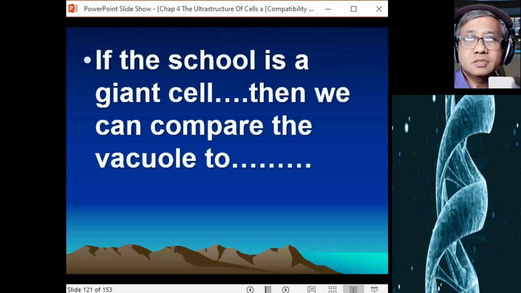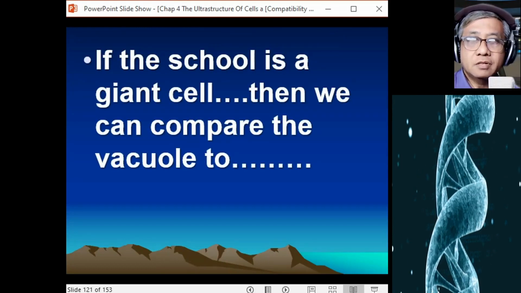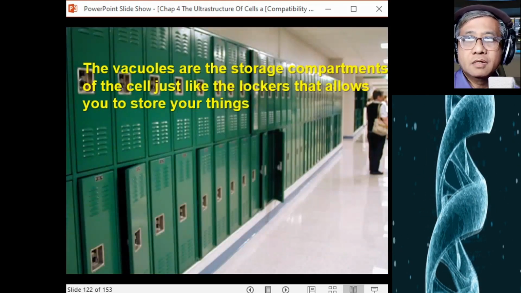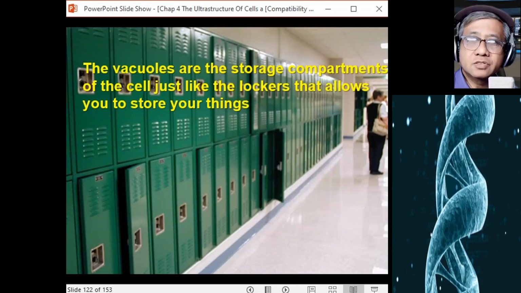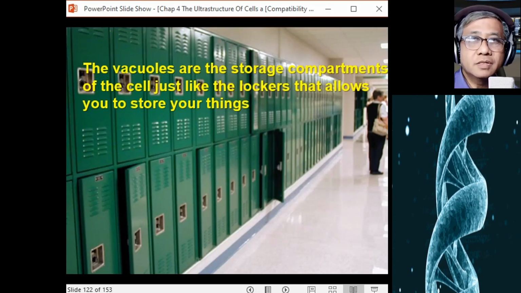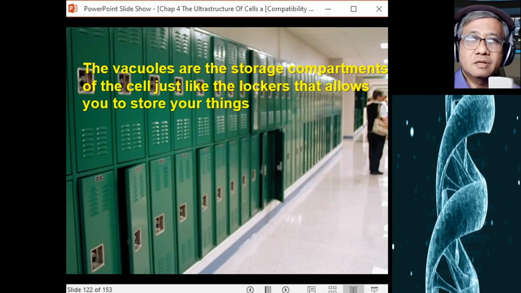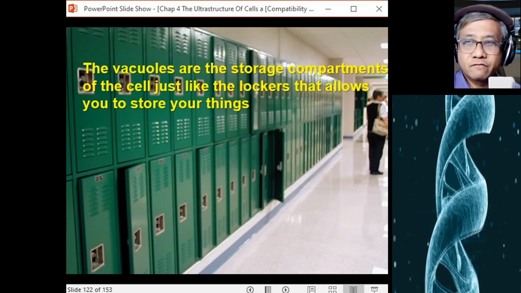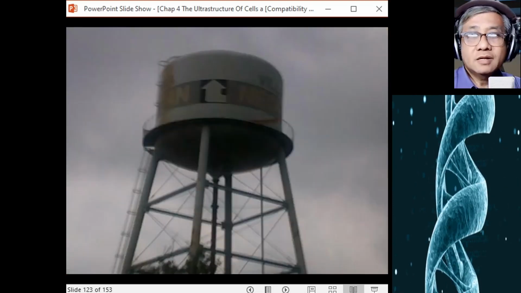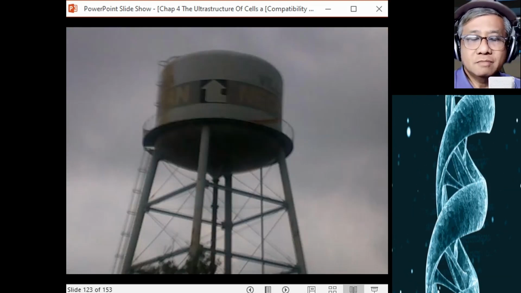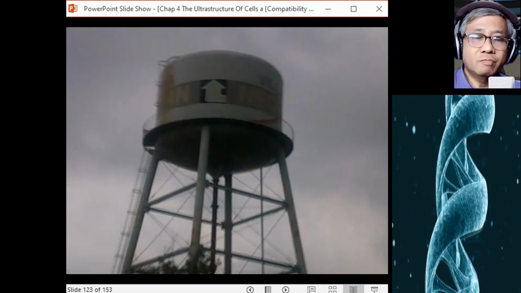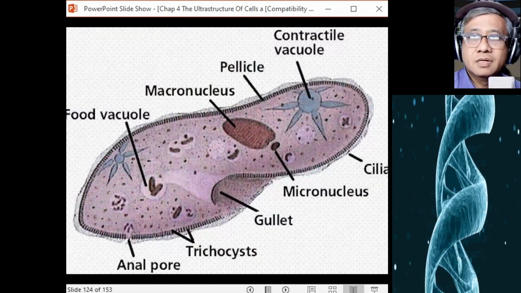Alright, and if the school is a giant cell, then we can compare the vacuole to the storage compartment, yung mga lockers. The vacuoles are the storage compartments of the cell, just like the lockers that allow you to store your stuff. Or storage tank. The storage tank can store water. Sa school may ganyan, di ba? Storage tank. So you can compare that to the vacuole.